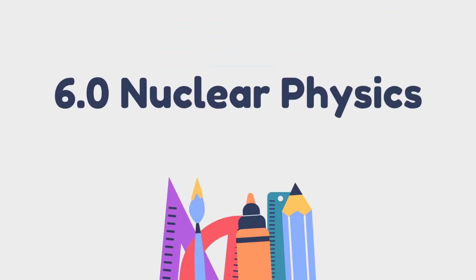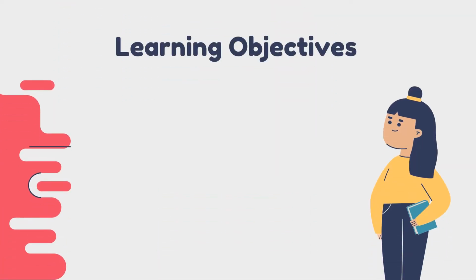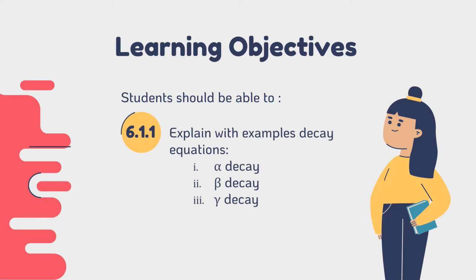For today's topic, we will be covering Chapter 6, Nuclear Physics. Our learning objective is that students should be able to explain with examples the decay equations of alpha decay, beta decay, and gamma decay, which is Learning Standard 6.1.1.